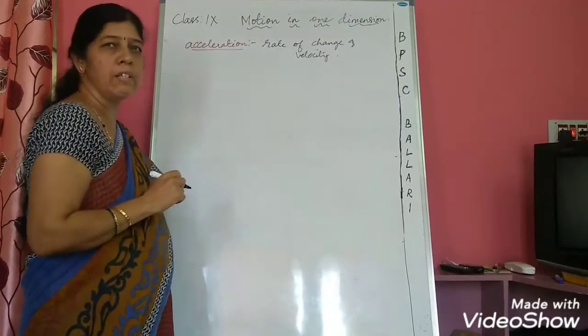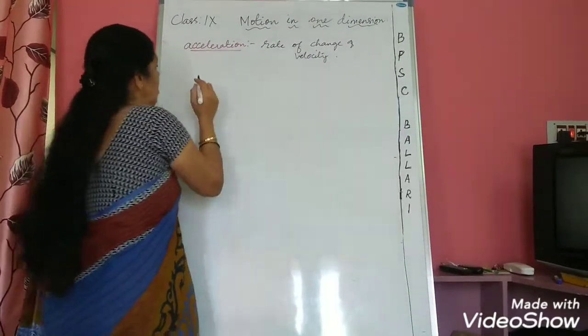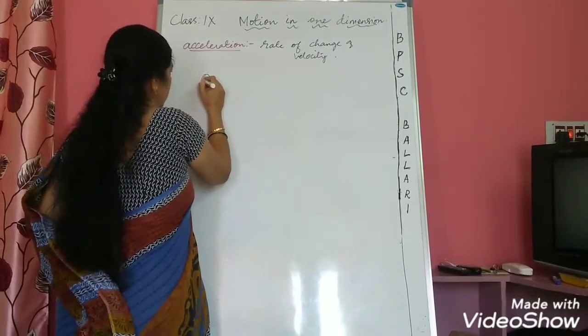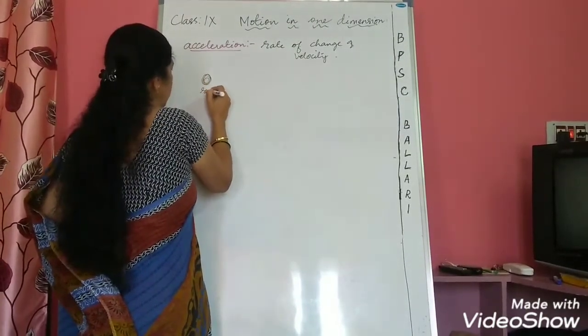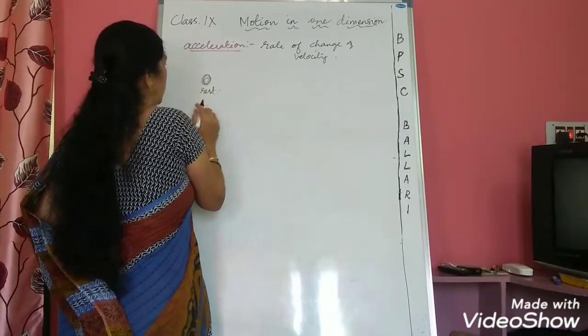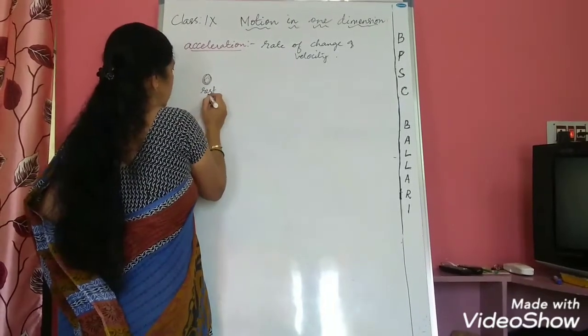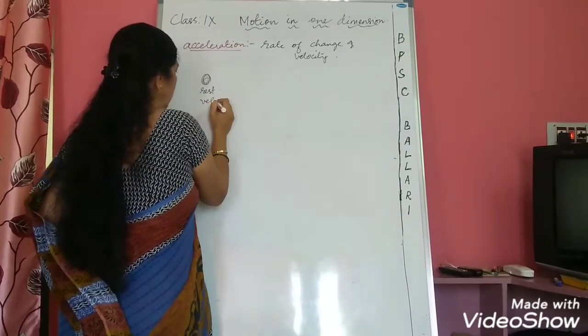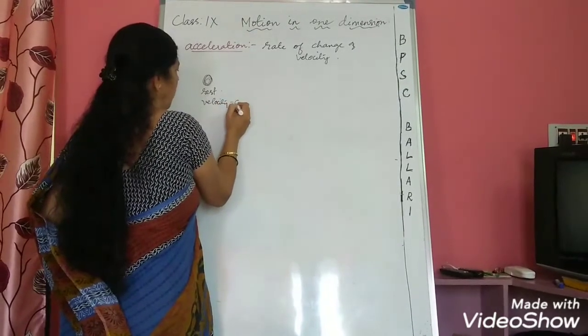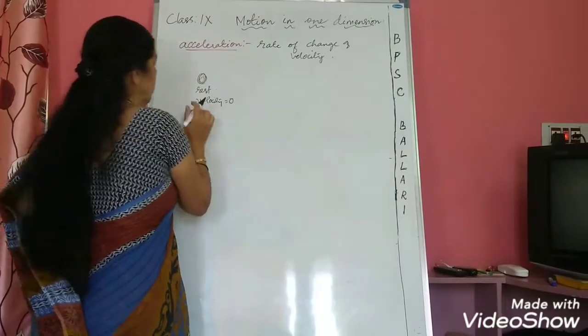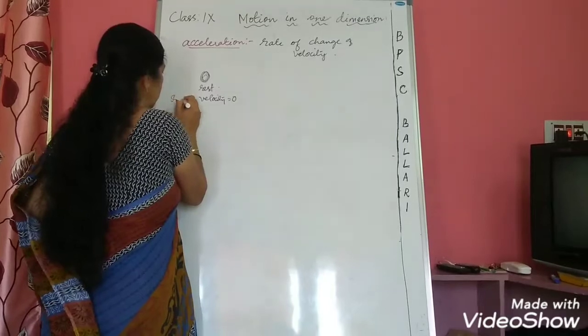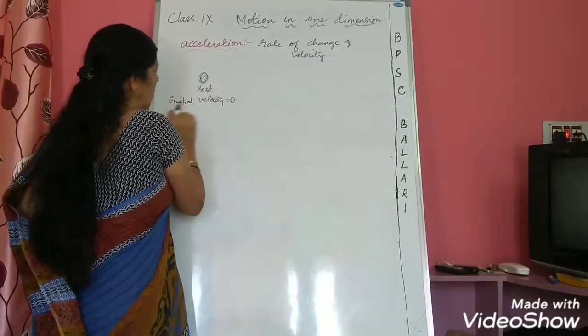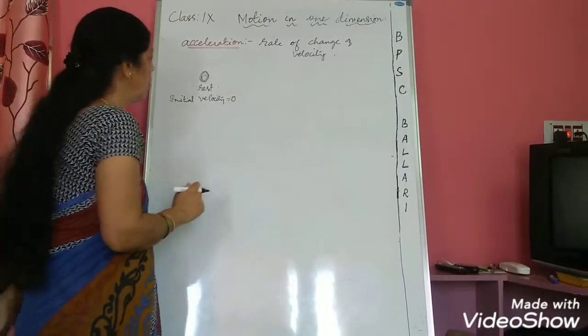Acceleration is defined as rate of change of velocity. Now suppose a body is at rest. This is a body and it is at rest. Then what will be its velocity here? Its velocity will be equal to 0. Now this velocity we call it as initial velocity. Means at the beginning the velocity will be equal to 0.